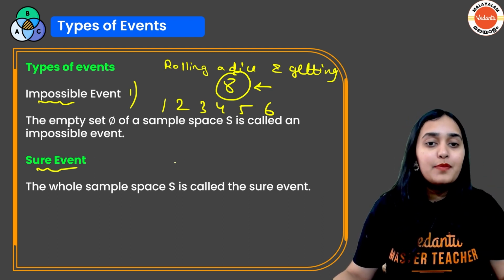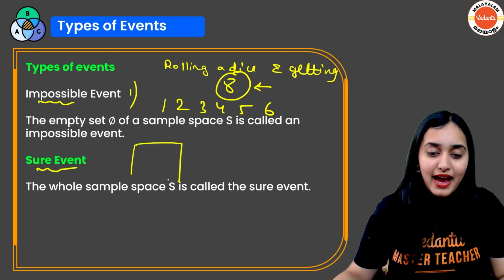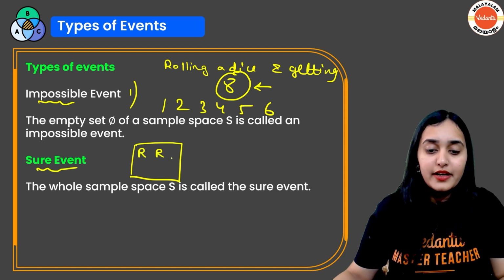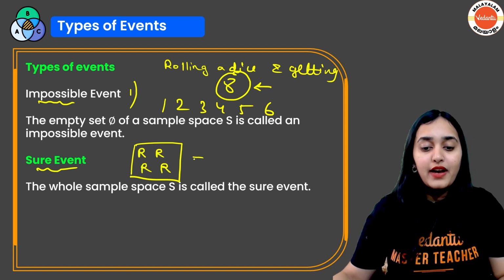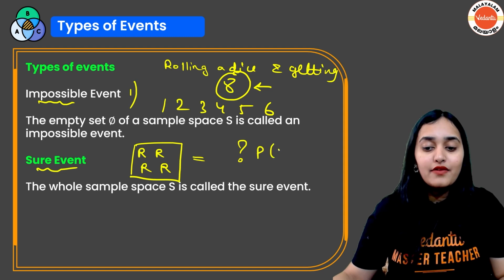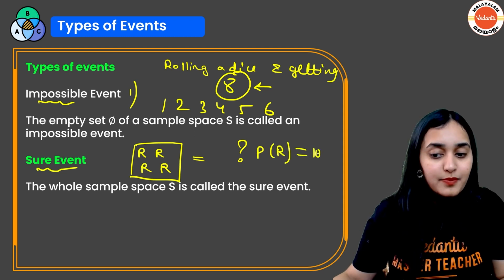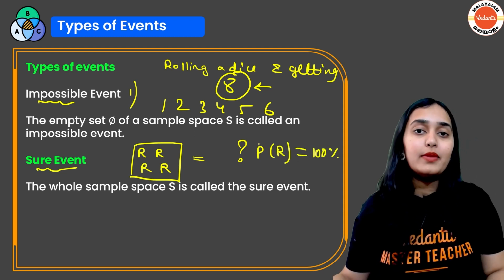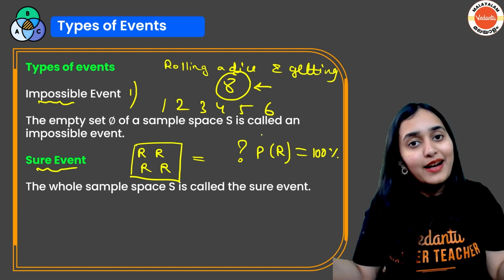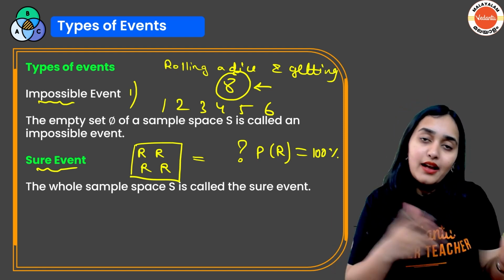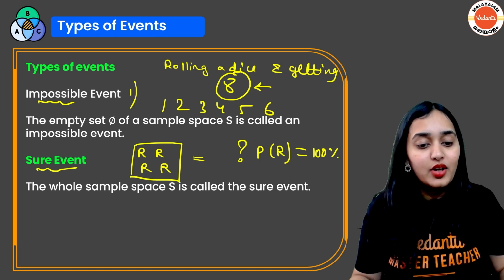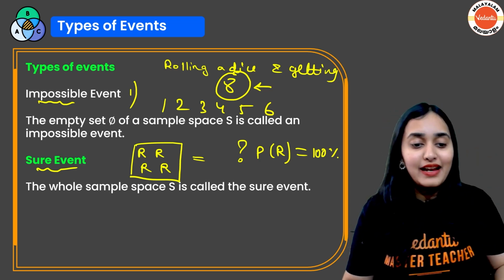Similarly, sure event, 100% possible. So 100% possible is like there is a bag, it contains red ball, red ball, red ball, red ball. So if I ask you, what is the probability of getting a red ball? There is 100% chance of getting a red ball because there is no other ball, no black ball, no blue ball, no green ball. There are only red balls. So obviously you will get a red ball. That is the sure event, right?